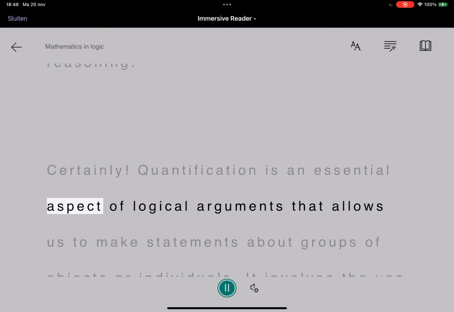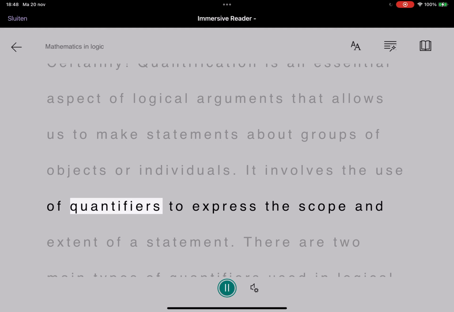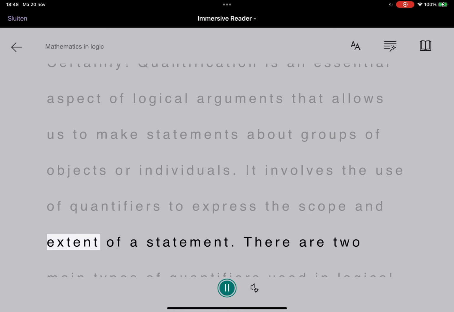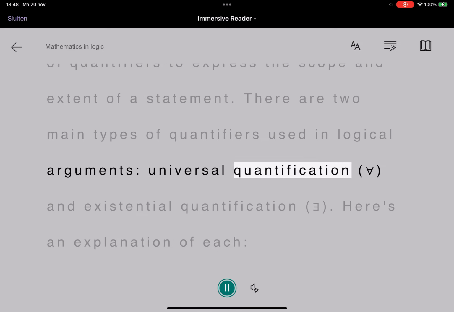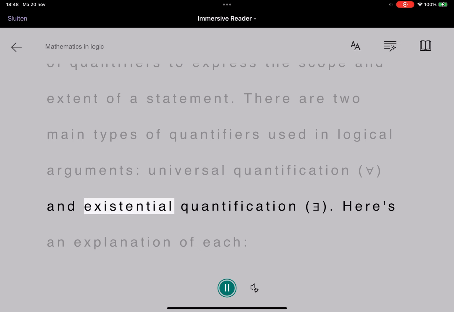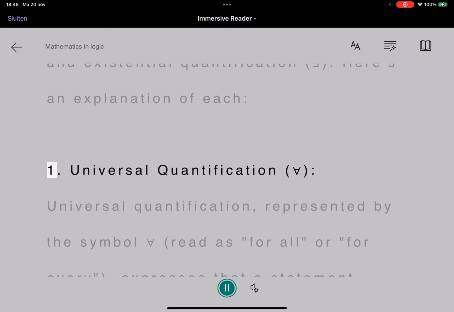Quantification is an essential aspect of logical arguments that allows us to make statements about groups of objects or individuals. It involves the use of quantifiers to express the scope and extent of a statement. There are two main types of quantifiers used in logical arguments: universal quantification, for all, and existential quantification, there exists. Here's an explanation of each. 1. Universal quantification, for all.